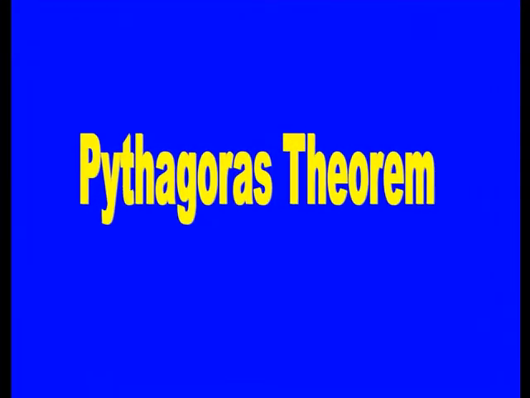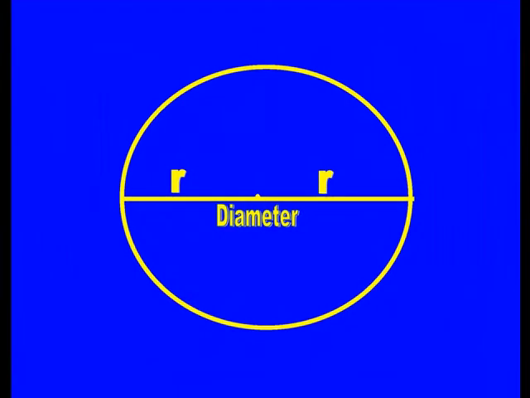Pythagoras theorem. This theorem states that the square on the hypotenuse of a right-angled triangle is equal to the sum of the squares on the other two sides. It was propounded by Greek philosopher Pythagoras. Radius. It is the distance between the center point of a circle or sphere to its outer edge or surface or circumference. This means that two radii make one diameter.